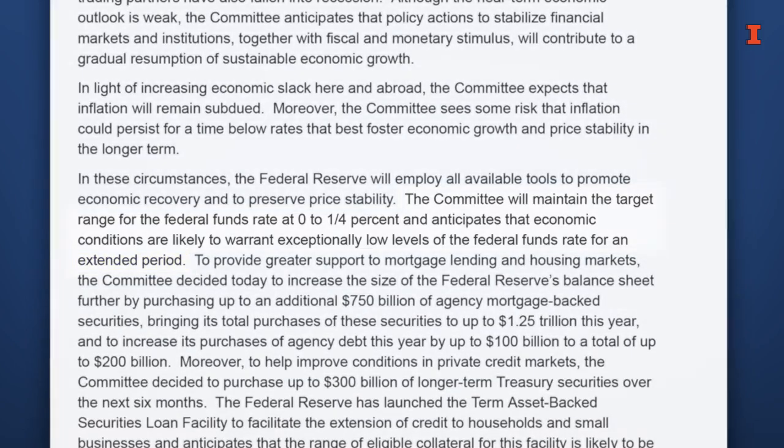How should the public interpret this? Well, financial market analysts would probably expect the federal funds rate to remain at zero for at least 1 year and possibly much longer.